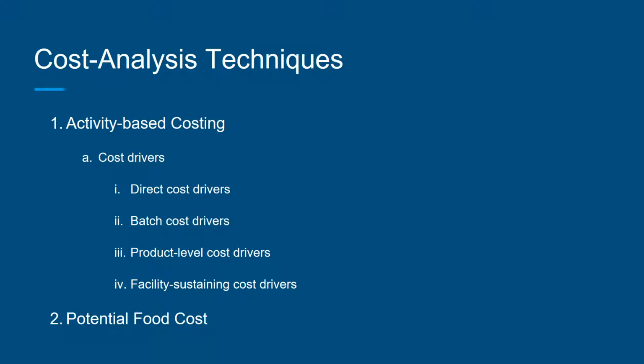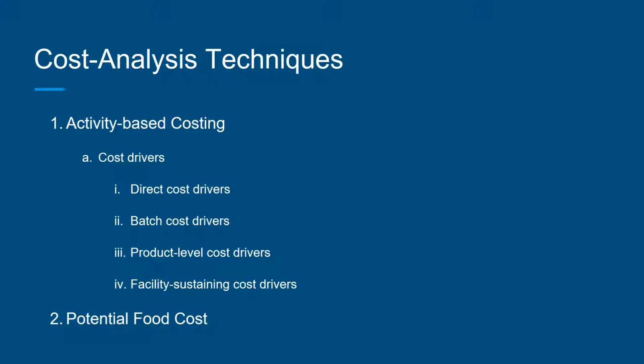Cost analysis techniques are a great tool to use during operational analysis. Two cost analysis methods are activity-based costing and potential food cost. In activity-based costing, management can trace fixed costs to individual menu items. The first step in this is to determine areas with fixed costs, then we can distribute them into the appropriate cost driver, or expense, if you will.